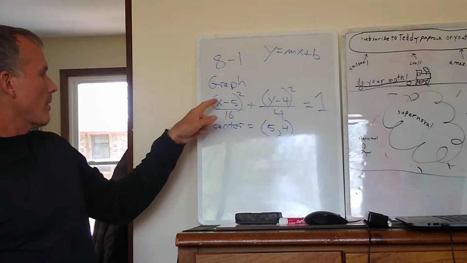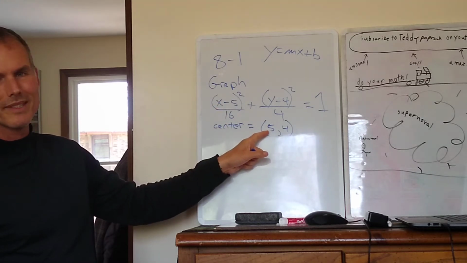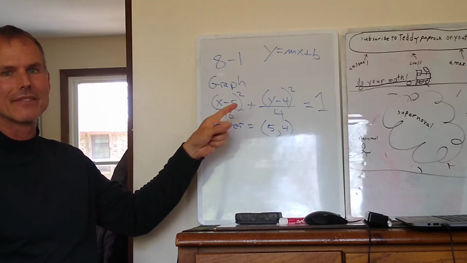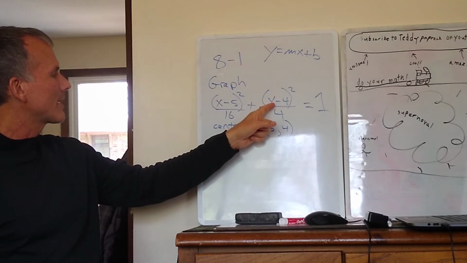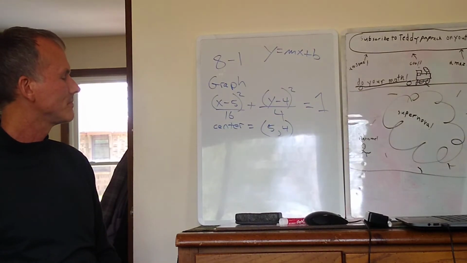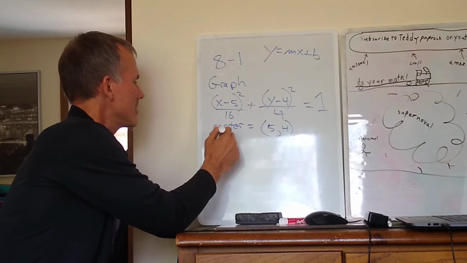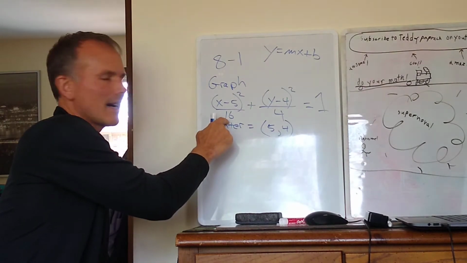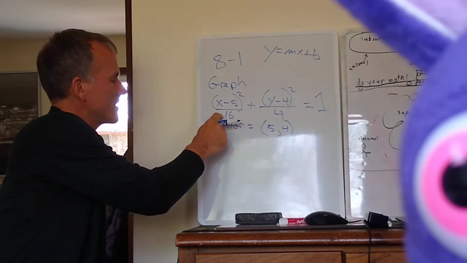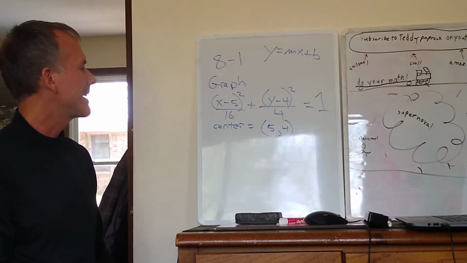Now if there were a plus sign here, for example if this were x plus 5, then the x coordinate of my center would be negative 5, because that would be x minus negative 5. Likewise here, if that were a plus, that would be a negative 4. The other things I need to know are a and b. I can tell that this is going to have a horizontal major axis because the denominator of the term with x in it is bigger than the denominator of the term with y in it.